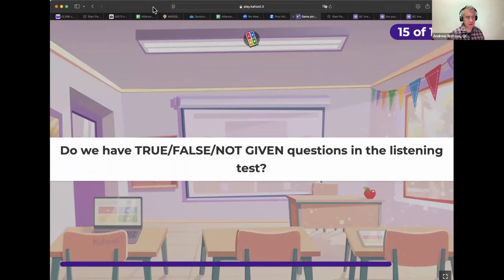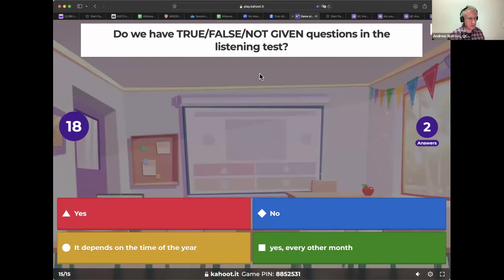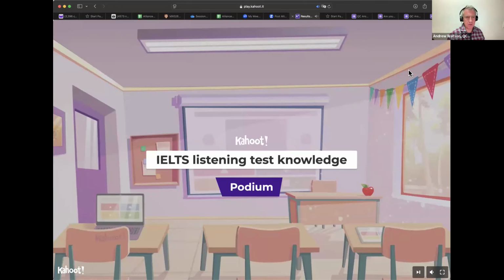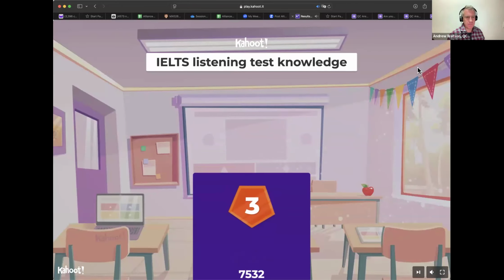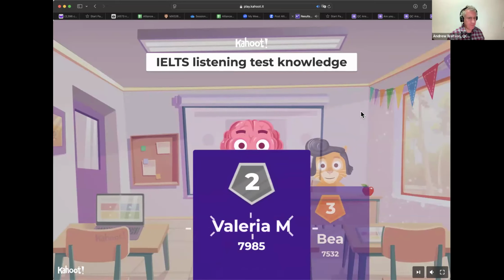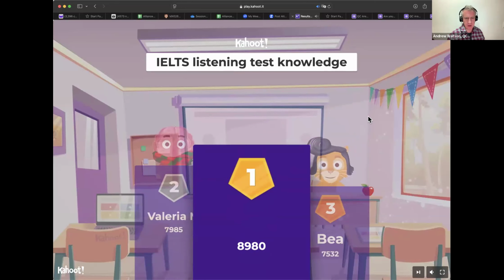Is there a true, false, not given? No, the answer to this one. Yes, there's definitely not true, false, not given. Well done, Bea. Valeria and Sin is number 1. Well done.